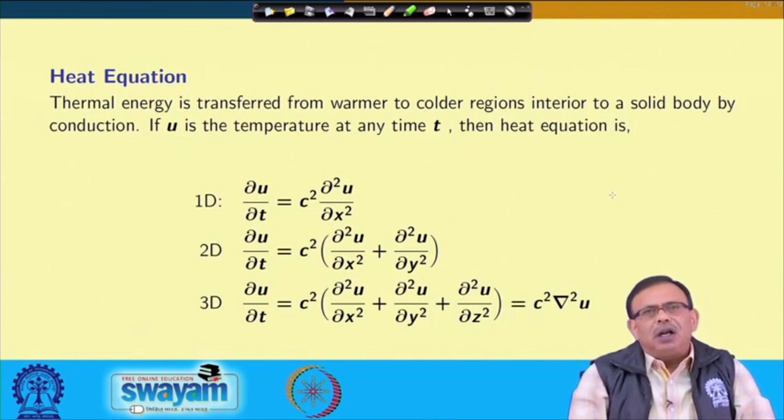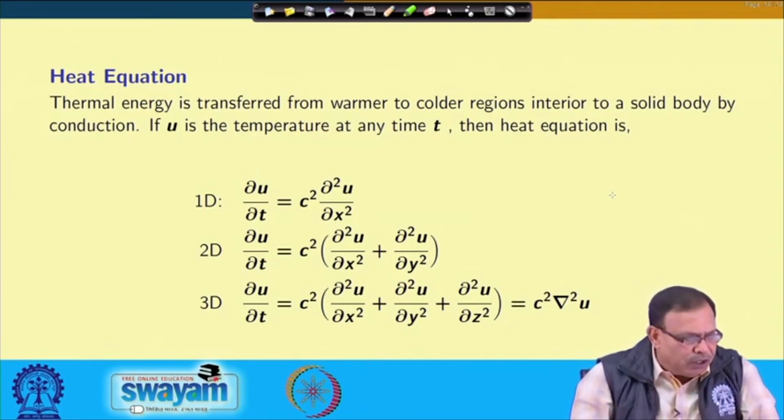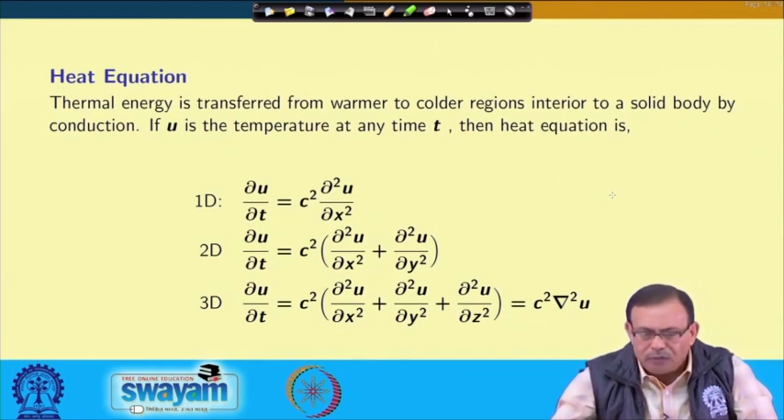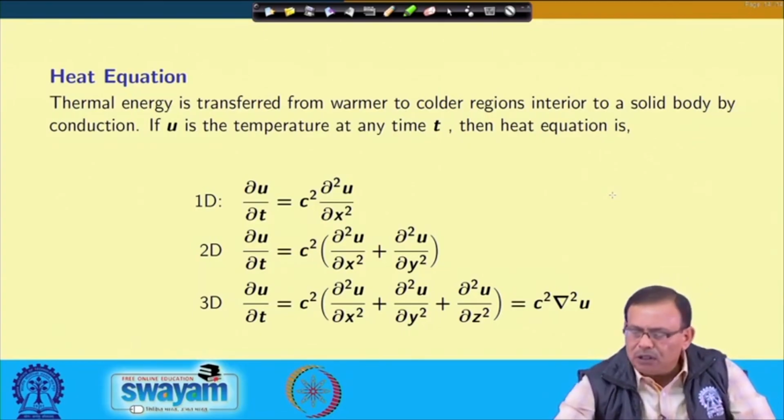Similarly, three dimensional heat equation also we can define as ∂u/∂t = c²(∂²u/∂x² + ∂²u/∂y² + ∂²u/∂z²) = c² ∇²u. So, capital ∇²u is nothing but ∂²u/∂x² + ∂²u/∂y² + ∂²u/∂z². So, this is the second one. First one we discussed this one.